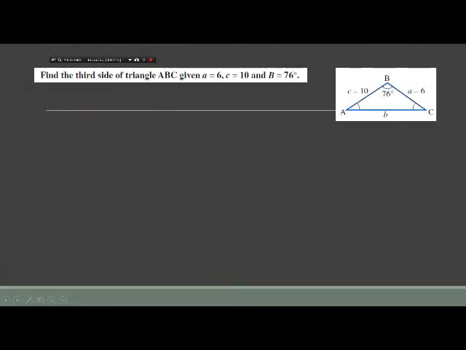Okay, so find the third side of a triangle ABC, given that we have A, C, and B. Now, we're trying to find B here, but just to make it convenient for us to put it into the calculator, I'm going to change this to A, and then I'm going to change this to B. It doesn't matter how you rearrange it, so long as you put it correctly into the calculator. So, if you were solving this by hand, I'm just going to show you both.